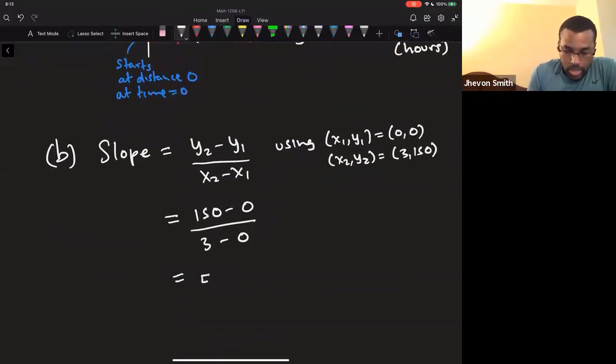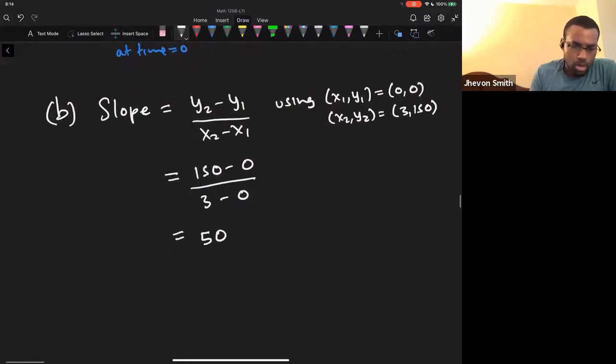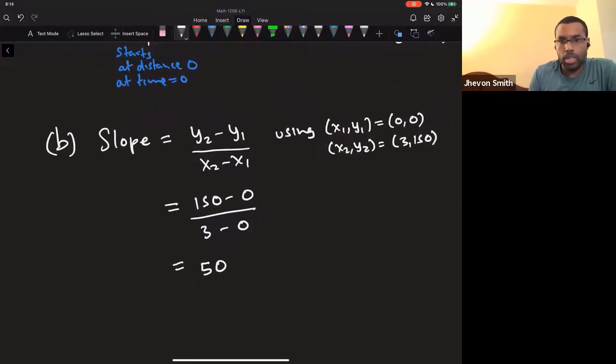So that actually becomes 150 over 3. Right, so that's the slope of this graph here.